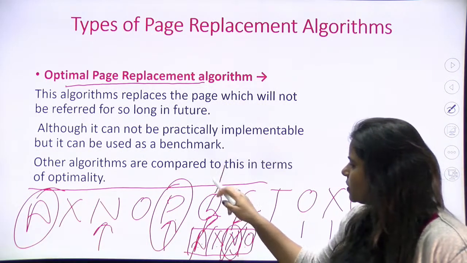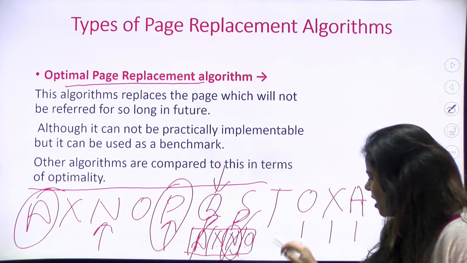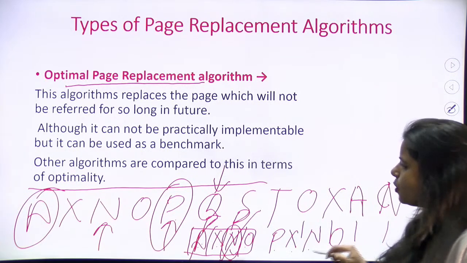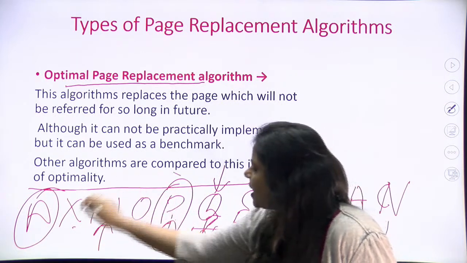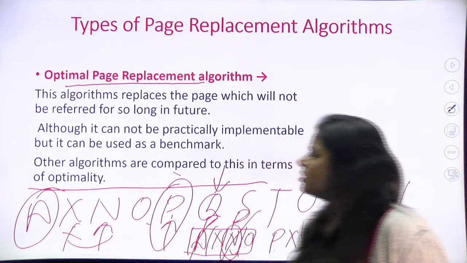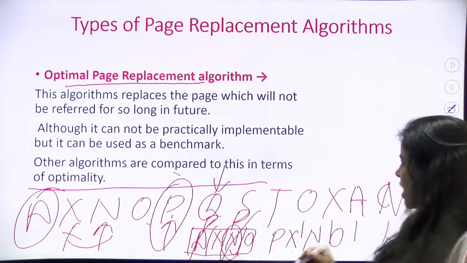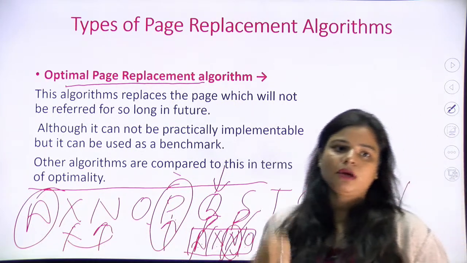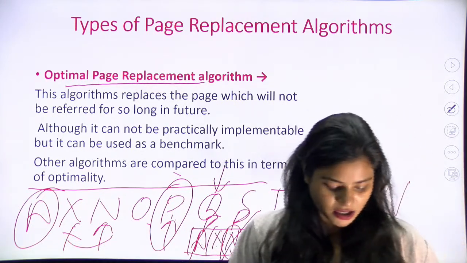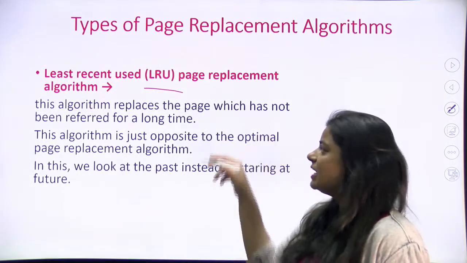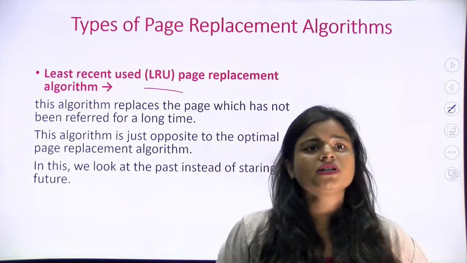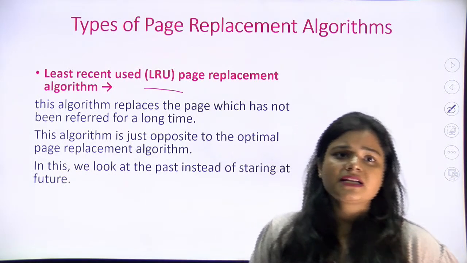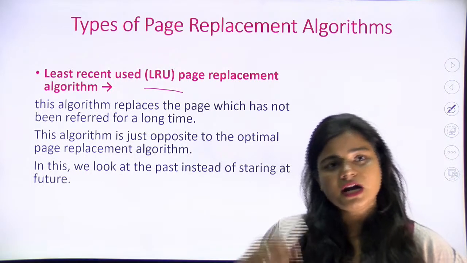Again I am having a request of Q, and in the frame I am having P, X and O. So among P, X and O, X is used first in my past. So I will replace X over here and put Q inside the main memory, and it will get executed accordingly. So this is the concept of my LRU, means the opposite of the optimal page replacement algorithm. This algorithm replaces the page which has not been referred for a long time.